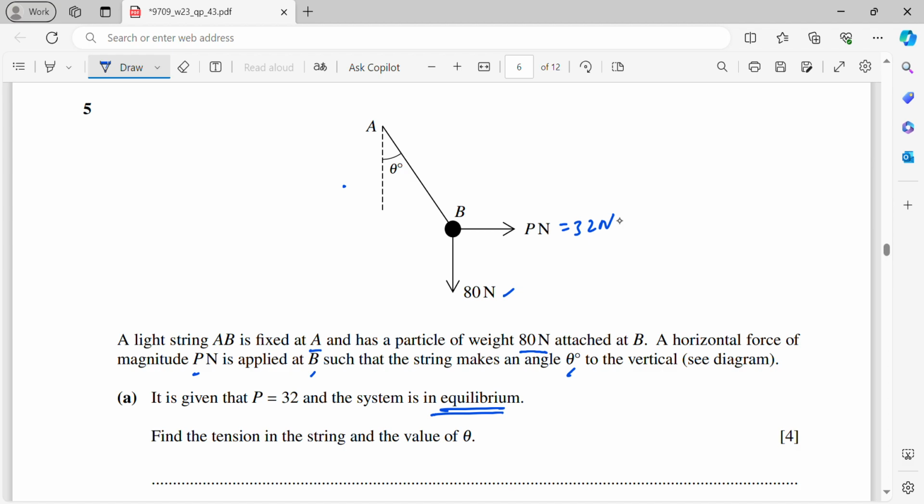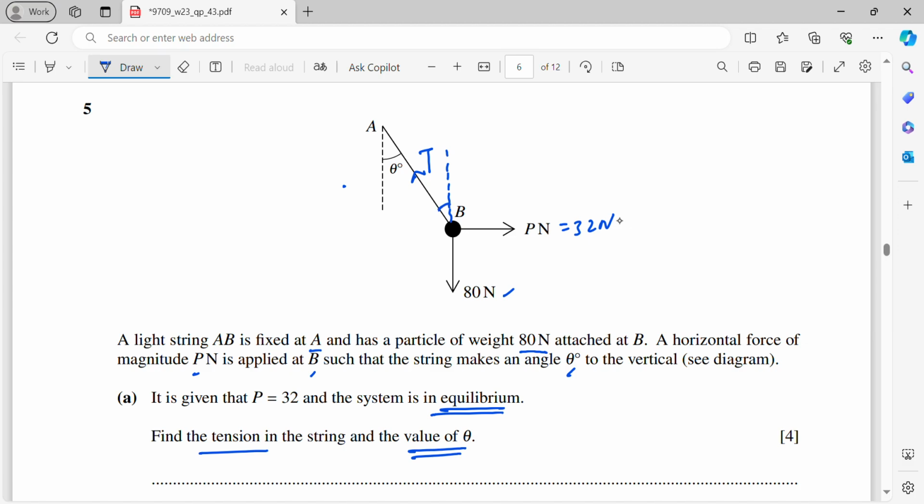So now find the tension in the string and the theta value. Okay, so what I need to do here is I will label this as the tension of the string, and then here, let me label this as T.